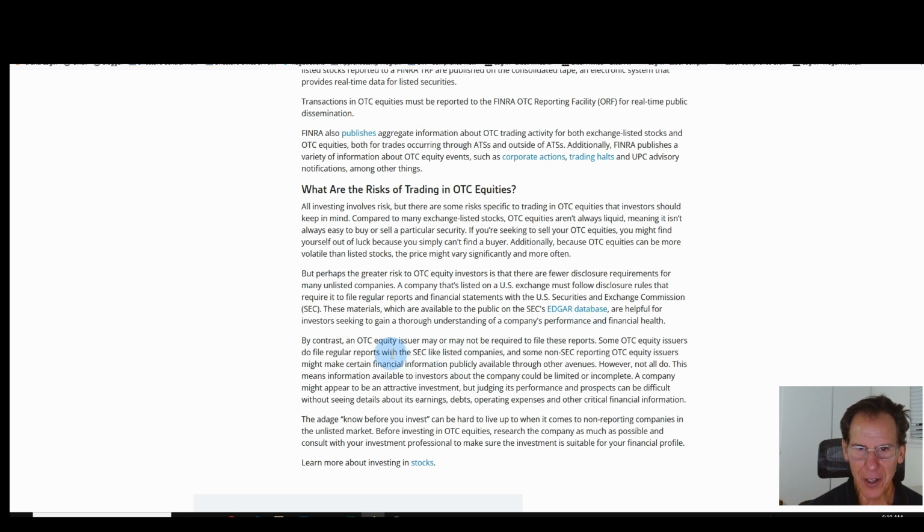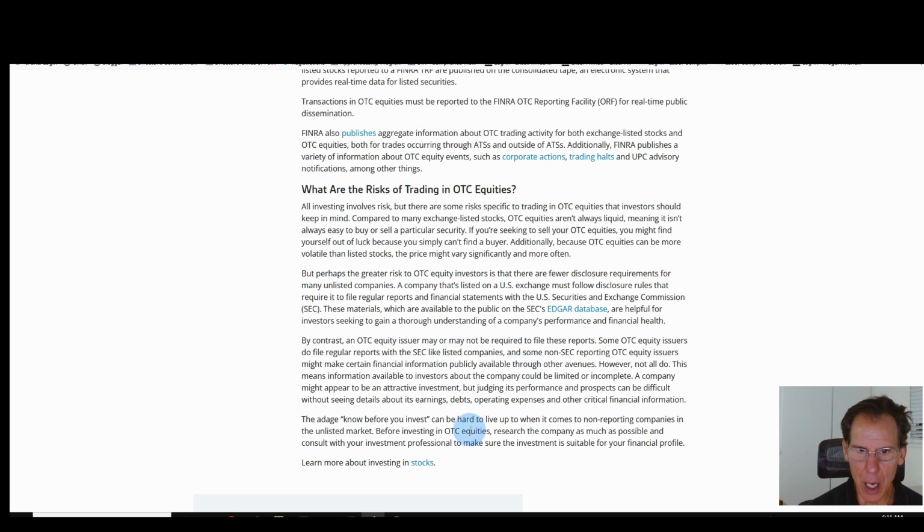By contrast, an OTC equity investor may or may not be required to file these reports. Some OTC equity issuers do file regular reports with the SEC, like listed companies, and some non-SEC reporting OTC equity issuers might make certain financial information publicly available through other avenues. However, not all do. This means information available to investors about the company could be limited or incomplete. A company might appear to be an attractive investment, but judging its performance and prospects can be difficult without seeing details about its earnings, debts, operating expenses, and other critical financial information.